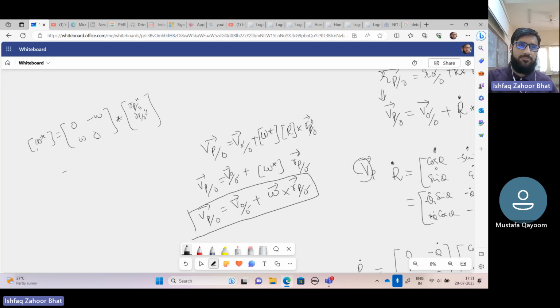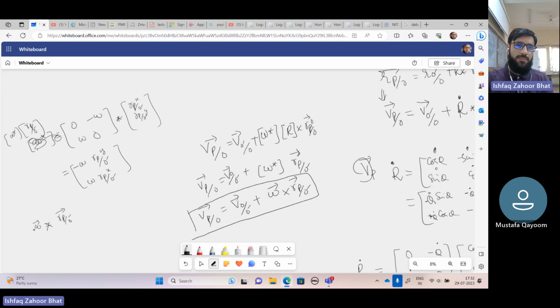So multiply these two. First row times first column: this is zero, and this is minus omega times RP with respect to O dash, Y component. Then what will be second? This is omega times RP O dash X. This is what you will get when you multiply the omega skew symmetric matrix with RPO dash. I am saying that you will get the same answer if you take the cross product of the omega vector with the RPO vector.